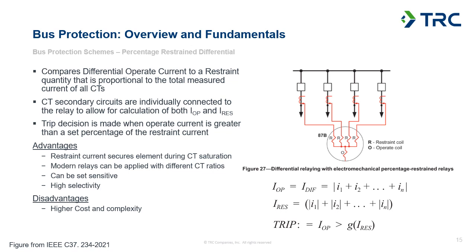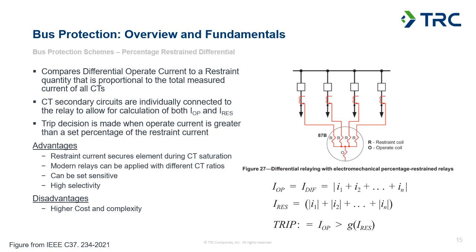And you also have high selectivity. With this type of element, you've got a very clear understanding of where your fault is, and you're able to trip off the bus for bus faults, and you're able to restrain the element and prevent it from tripping for external faults. Because it's all contained in the currents that define that zone of protection, you don't have to worry about coordinating this with other protection methods and other protection schemes for the adjacent equipment.